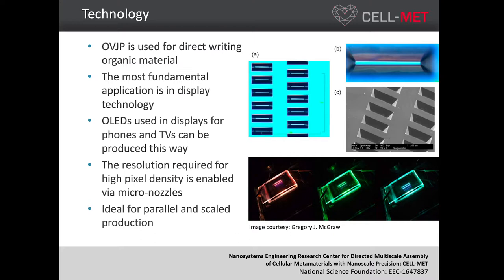When we talk about displays, one key thing is the pixel density, essentially. And in order to make a high pixel density display, you'd need very small pixels. This kind of resolution is afforded by the OVJP via micro-nozzles, which are essentially produced out of silicon. The etching processes and everything that you use to make these nozzles are very similar to what the semiconductor industry has been using for the past few decades. And it's actually ideal for parallel and scale production as a result. As you can see in the top right figure, these nozzles can be made into arrays.